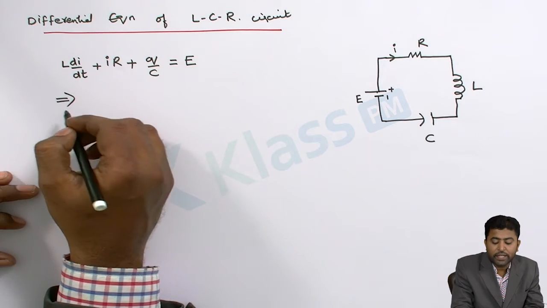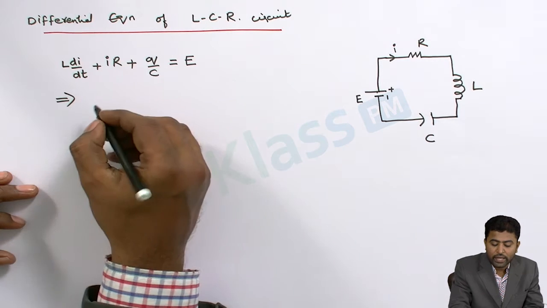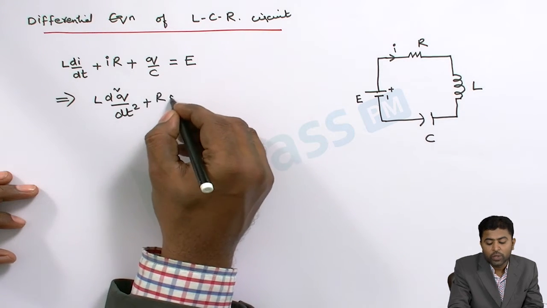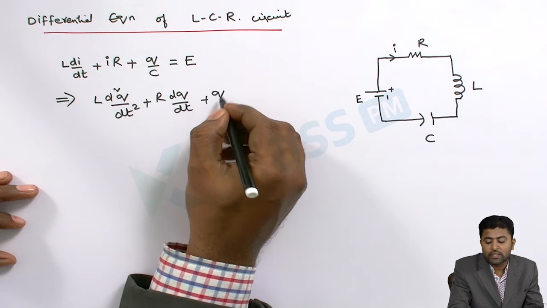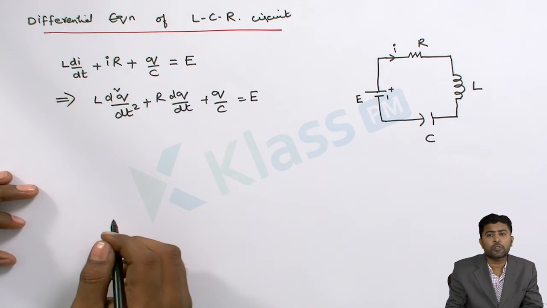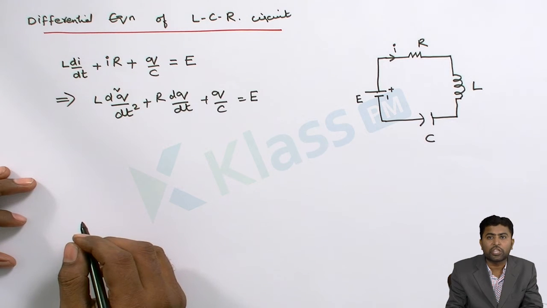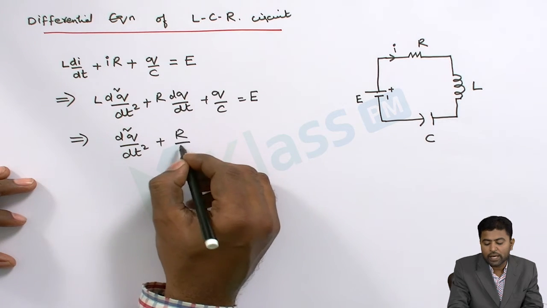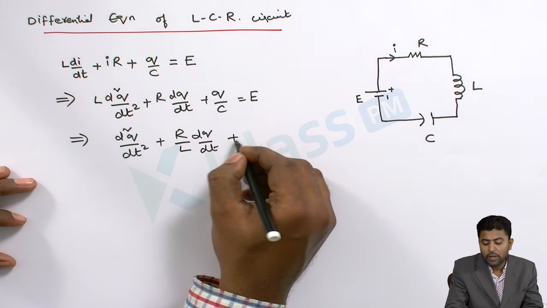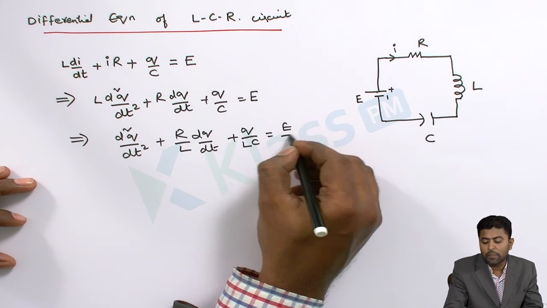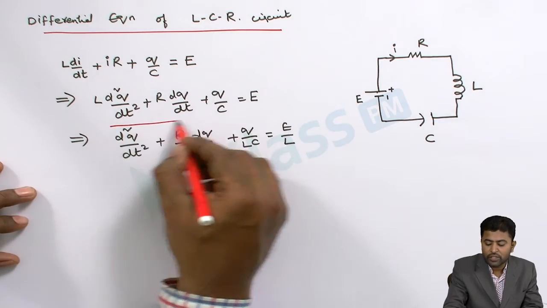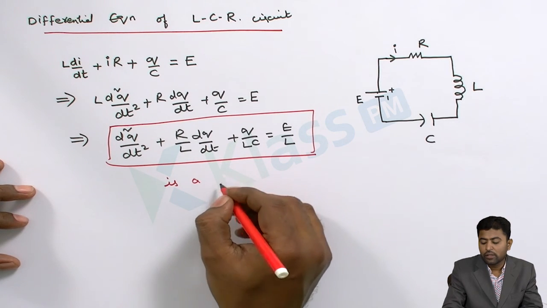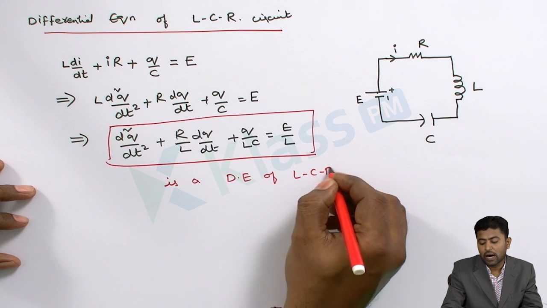So we can write this completely in terms of charge Q. Then I can write it as L into d square Q by dt square plus R into dQ by dt plus Q by C is equal to E. This becomes a linear differential equation of second order in Q. So I can write it as d square Q by dt square plus R by L into dQ by dt plus Q by LC is equal to E by L, which is a linear differential equation of second order in Q. It is the differential equation of the LCR circuit.